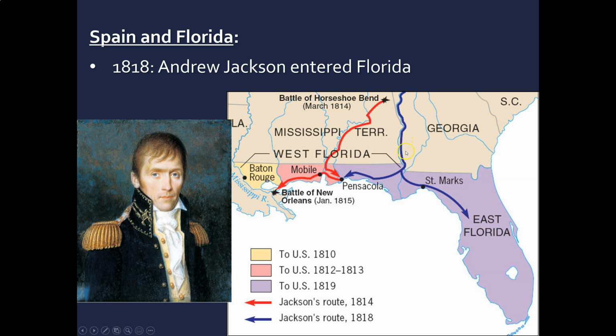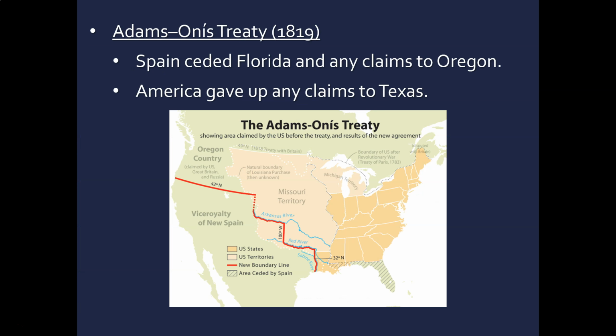Andrew Jackson decides to go all the way down into Florida, and as he goes, he is kicking down doors and killing people. He kills a couple of Indian chiefs, and he's just causing all kinds of trouble. And he's able to get away with this because Spain is so busy trying to put down rebellions in Latin America that they really can't defend Florida, and Andrew Jackson knows this.